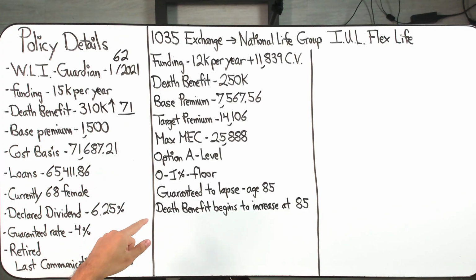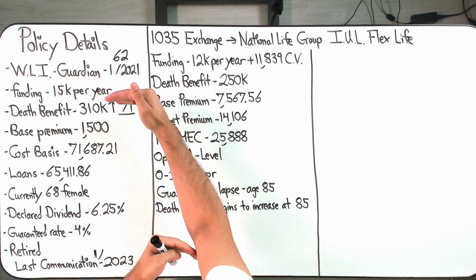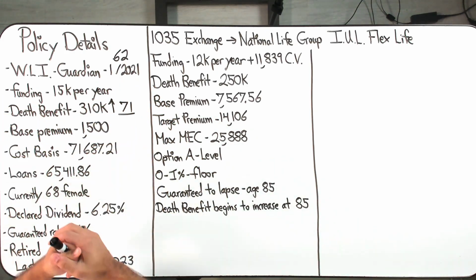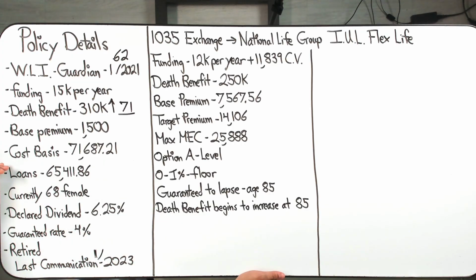By the age of 71, that death benefit will begin to increase if they max fund their policy at that $15,000 per year. Their base premium, their minimum requirement to keep this policy active, is only $1,500 per year. So they have the ability to go up to $15,000 per year in any given year, and they can go as far down as $1,500. Here's what they've done so far from 2021 to 2026. I am recording this video in February of 2026.